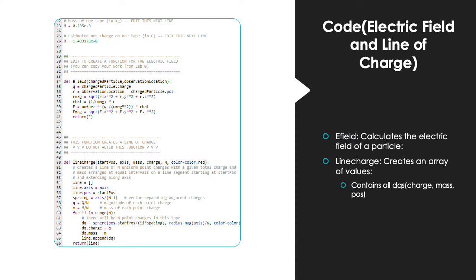On the left, we have a picture of two functions. We have the electric field function and the line charge function. The electric field function takes in a charged particle and the observation location, and it outputs the electric field. Whereas the line charge function takes in an object, its start position, the mass, the charge, its axis, and how many pieces it wants to create, and it returns an array of values, which contains all the pieces, which come with their own charge, their own mass, their own starting position, and their own sphere that represents them.